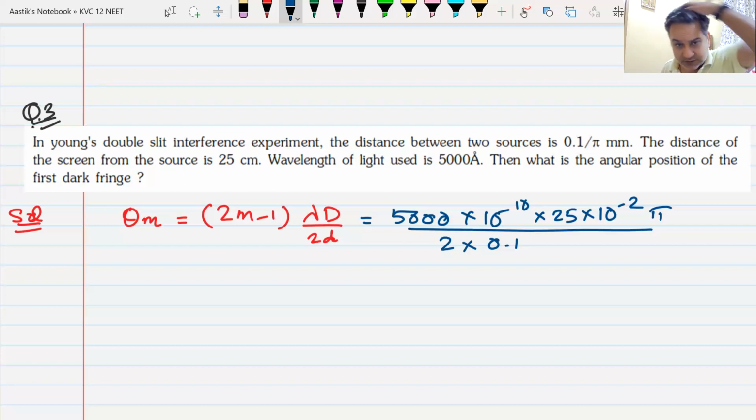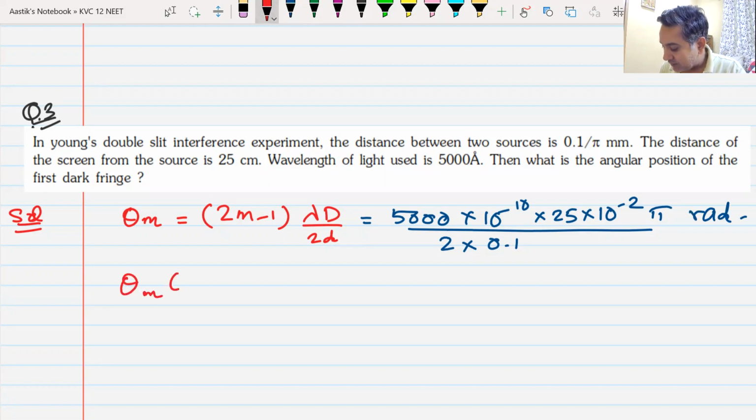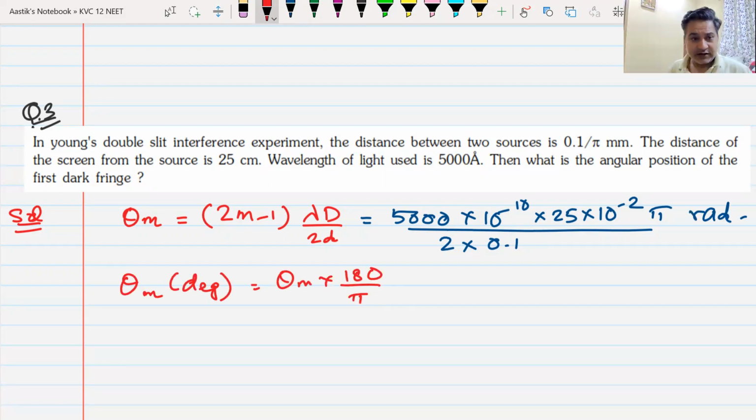The answer in the book is given in terms of degrees. So if you have to convert into degrees, you multiply it by 180 by pi. This is the answer in radians. If you want to get the answer in degrees, that is why that pi was given. You multiply this by 180 by pi, because 180 degrees is pi radians. Okay? Everyone got this? Yes or no?